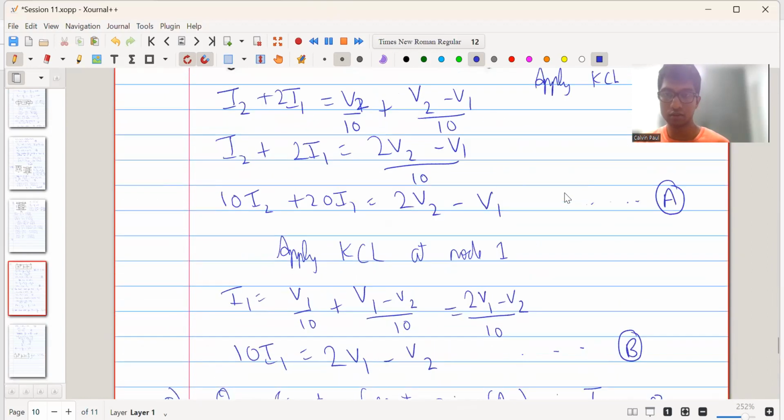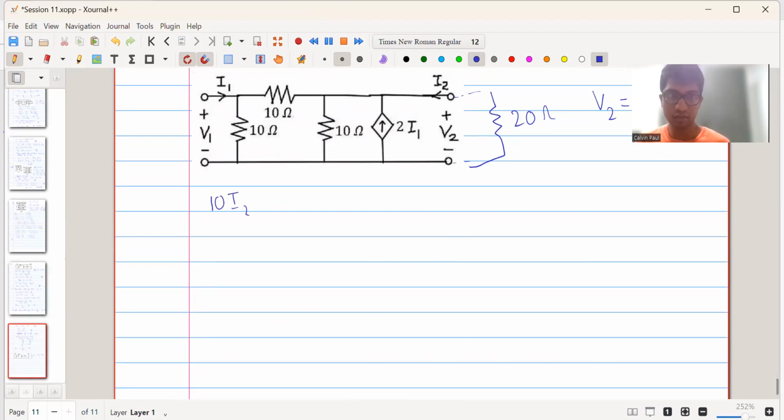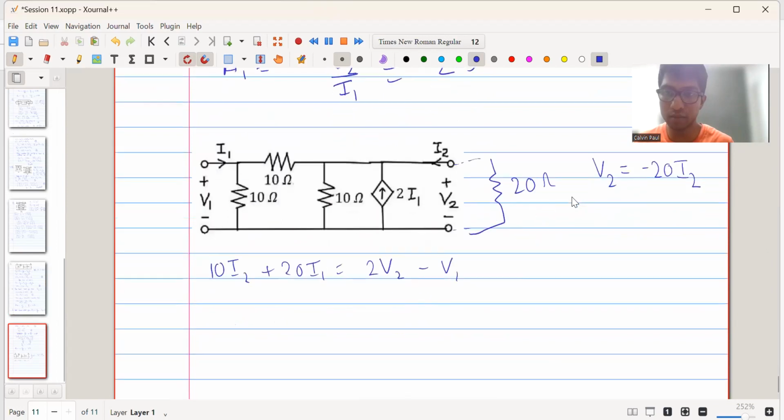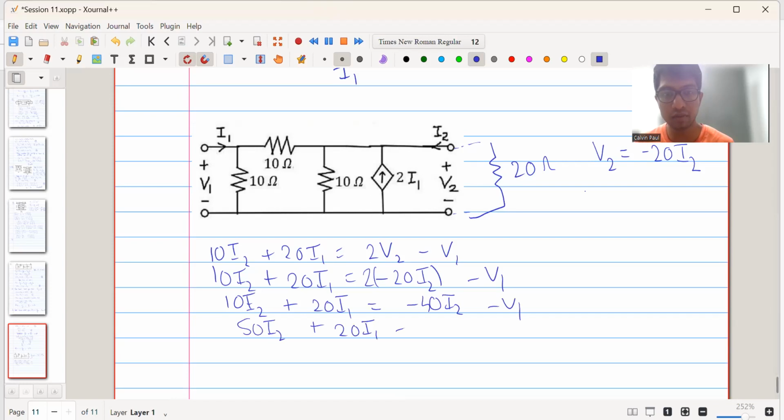So A is 10I2 plus 20I1 is equal to 2 into V2 minus V1. Now we put V2 is equal to minus 20 into I2. So 10I2 plus 20I1 is equal to minus 2 into minus 20 into I2 minus V1. So we get 10I2 plus 20 into I1 is equal to minus 40 into I2 minus V1. So we get 50 into I2 plus 20 into I1 is equal to minus V1. Let us assume this is equation 7.